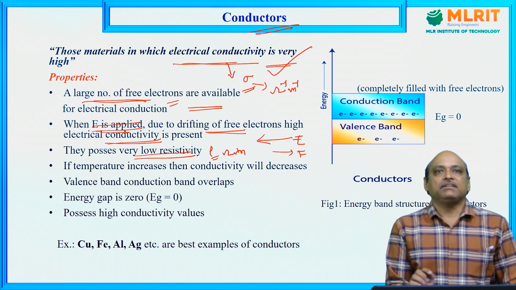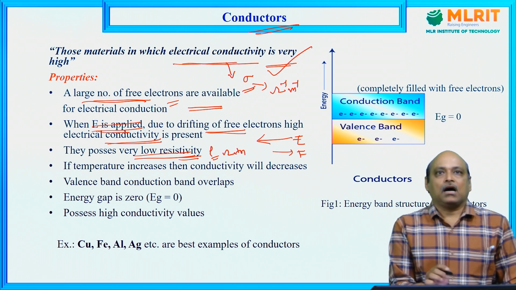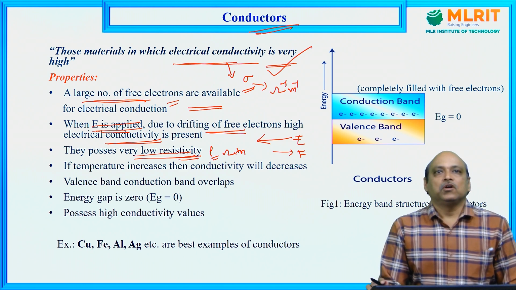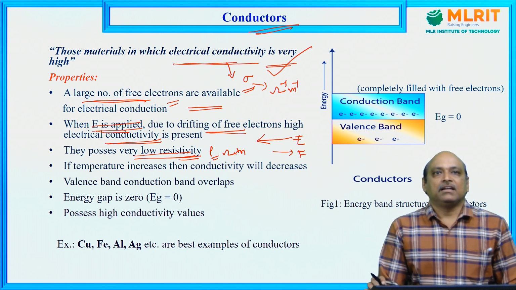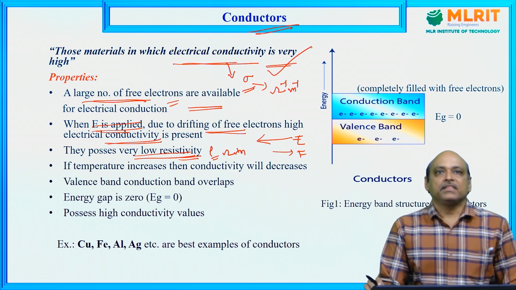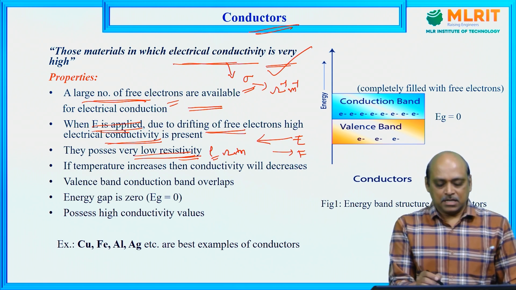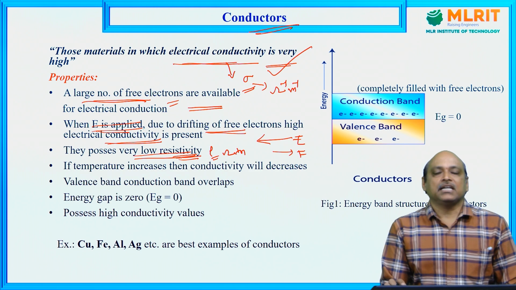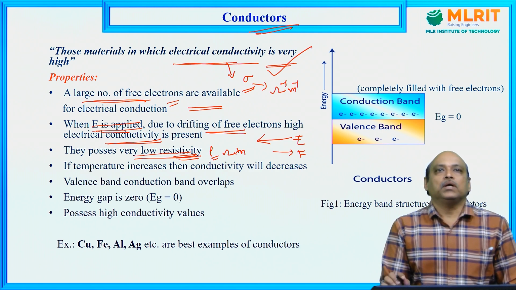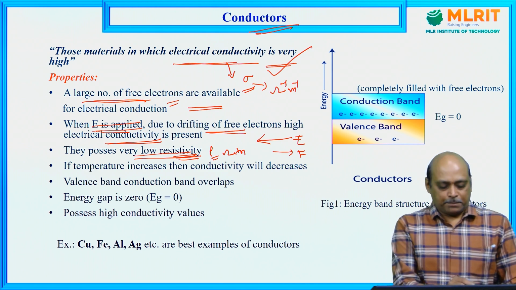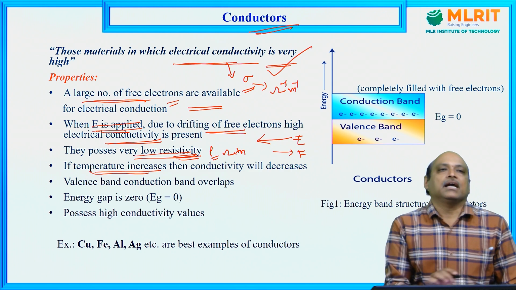What is resistivity? It is the opposing force to the free flow of electrons. When an electron is trying to move freely, something is opposing the free flow of electrons. That is called resistivity. In these materials, the resistivity is very low since electrical conductivity is very high. Okay, and if you increase the temperature, another property let me take as the temperature.